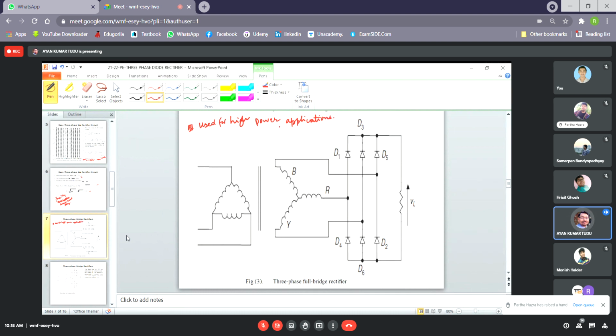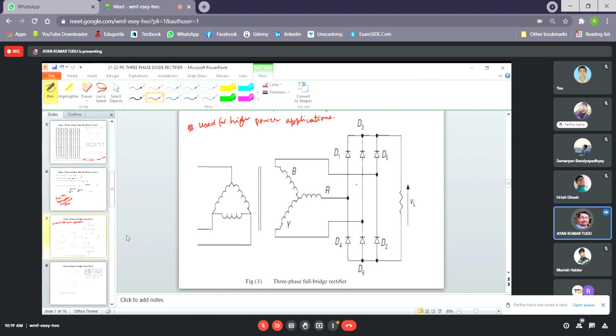Why? Because they have the highest possible TUF, or transformer utilization factor, for a three-phase system. That's why three-phase bridge rectifiers are very commonly used for high power applications. Being three-phase diode rectifiers, they are commonly used in industry to produce a DC voltage and current for large loads.